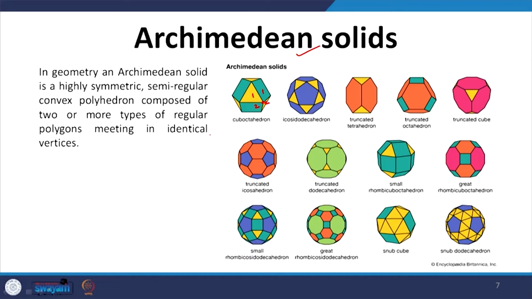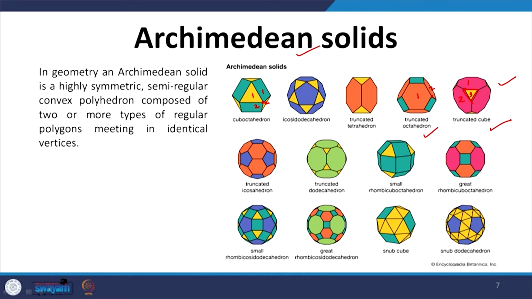So, some of these are derived by truncating a cube. For example, this one is a truncated cube. Now, if the corners of the cube are cut, then at each vertex we will have an octagon. So, we will have two octagons coming together and we will have an equilateral triangle. This is what we derive out of a truncated cube. A truncated octahedron will have one hexagonal face, two hexagonal faces and one square face coming together.